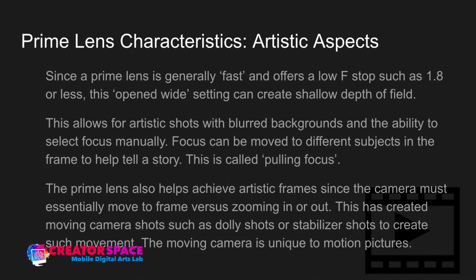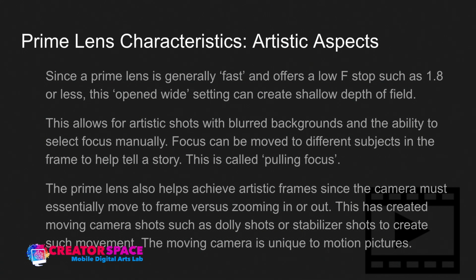The prime lens also helps achieve the artistic frames. Since you can't zoom in or out, you have to move the camera. So that helps you really think about, okay, this is the shot, this is how I want to frame it, and then you move it around to get your precise framing. So it tends to help with your composition in digital cinematography.